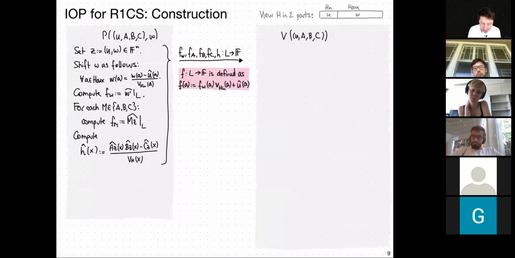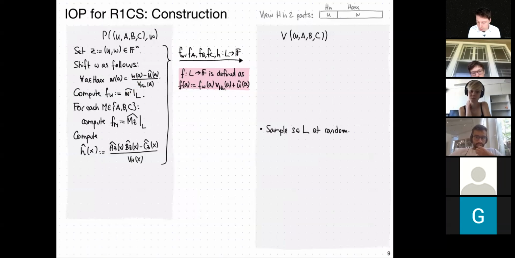Notice that F for the full assignment is defined by assembling FW with U hat, right? So I don't want to just check that the R1CS is satisfied. I want to check it's satisfied with a certain prefix. So the way we're doing it here is that the prover is sending us part of the assignment, and we, as a verifier, complete it to the full assignment. So this property is precisely why we defined FW this way.